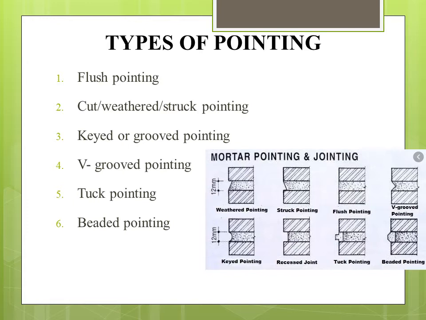Now, moving on to the fourth type, V-grooved pointing. It is similar to grooved pointing. In this type of pointing, a V-shaped groove is formed in the mortar joint by using a steel rod for forming the groove. It is more specific. A V-shaped groove is formed here.